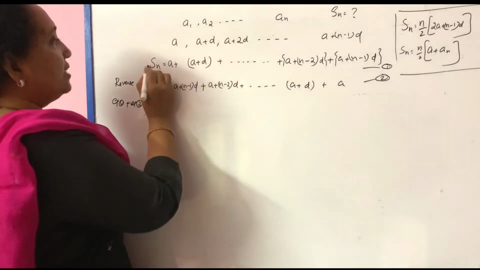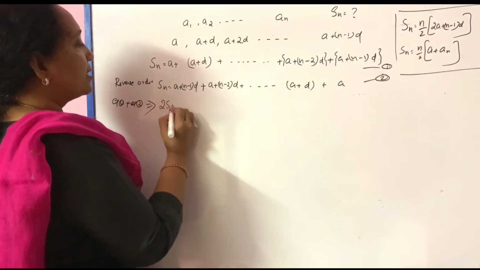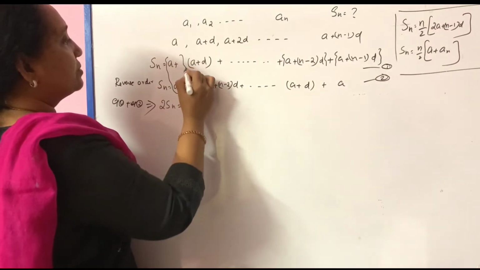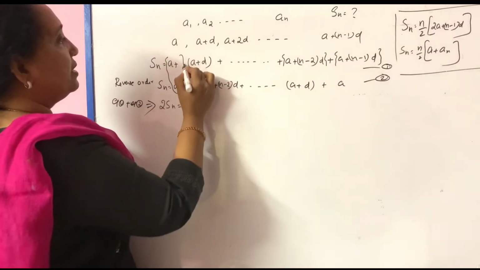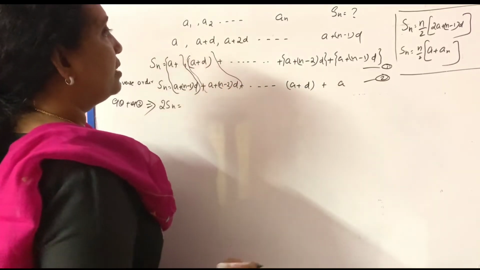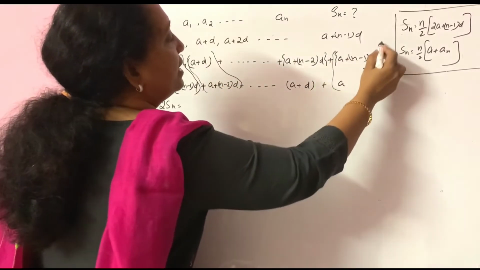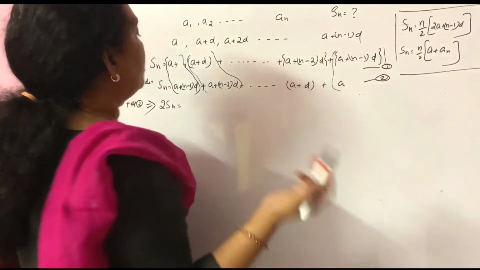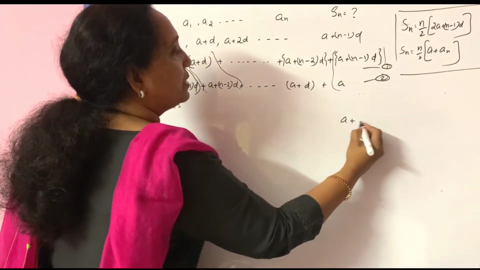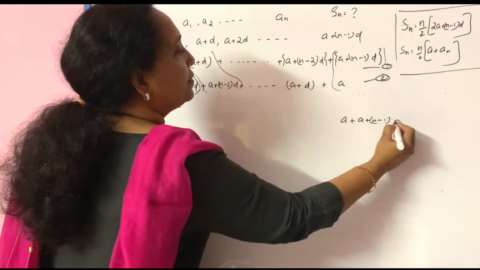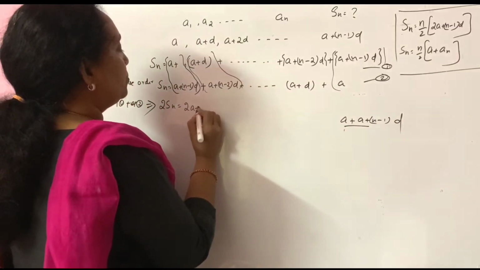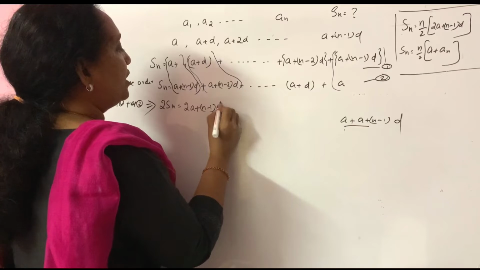Sn plus Sn is 2Sn. 2Sn is equal to, add these two terms. Add the first two terms, then the second two terms, and continue like that, adding the last term with this one, and this term with that one. Let us see what we get. a plus n minus 1 into d plus a is 2a plus n minus 1 into d. So we get 2a plus n minus 1 into d.